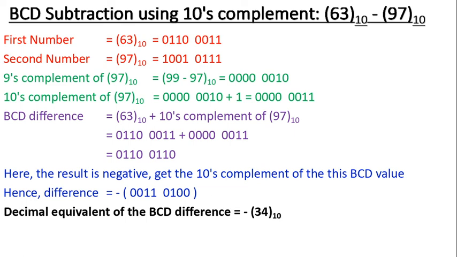So this is all about the concepts, theory, and the examples, all possible examples of BCD addition and subtraction, that is, BCD arithmetic operations. I hope that you understood this particular concept.